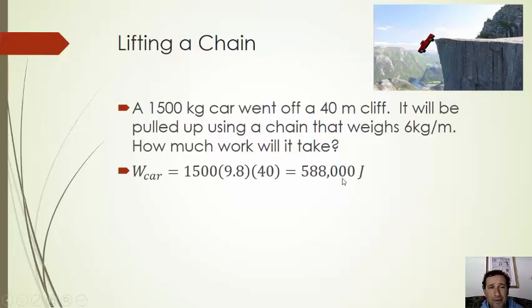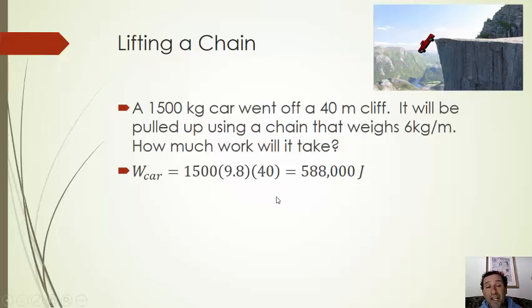The key on this problem is to break it up into two pieces. The first piece is just ignore the chain. Think about the car itself. If we're going to lift that car up, forget the chain, how much work does it take just for that car to be lifted up? That's simple because that's just like throwing the ball in the air that we had in the very first example. We had a 1,500 kilogram car. Again, F equals MA. M is 1,500, A is 9.8. Then we multiply by the distance, which is 40, and we get 588,000 joules.